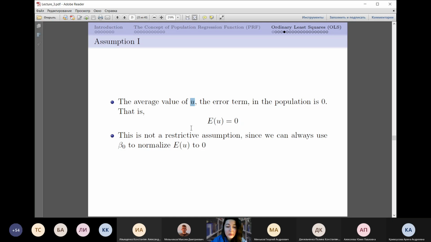And also we include the intercept in our equation, and as long as this intercept is included in this equation, nothing is lost by assuming that the average value of our error term in the population is 0, because every time we can redefine the intercept. And this is not a restrictive assumption, because we can always use our intercept to normalize this assumption.